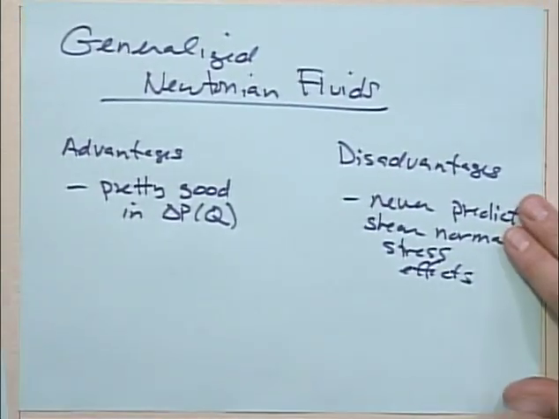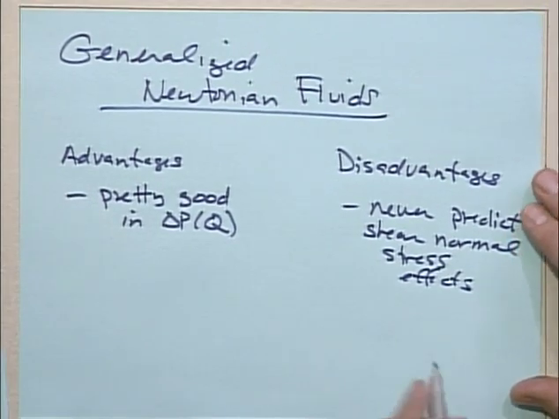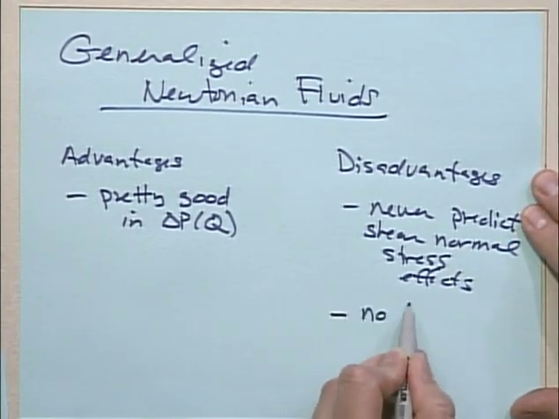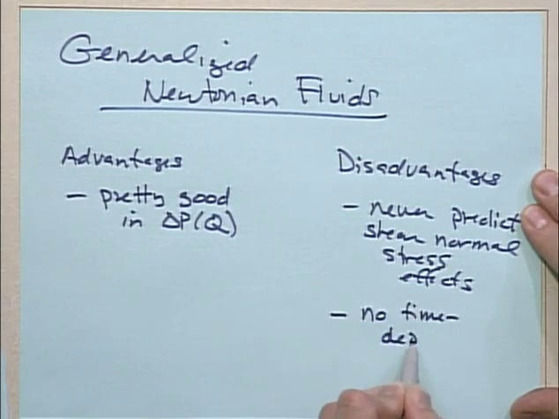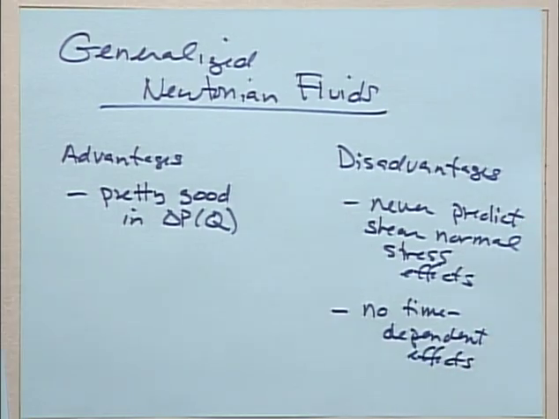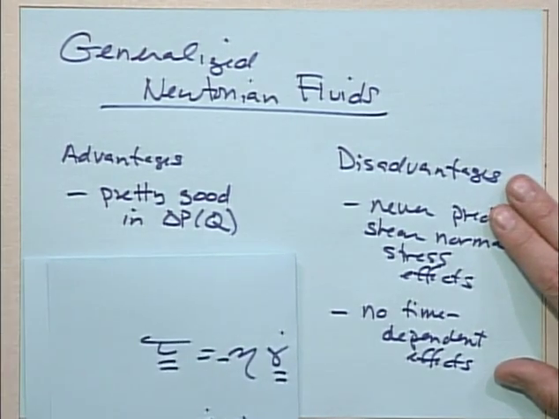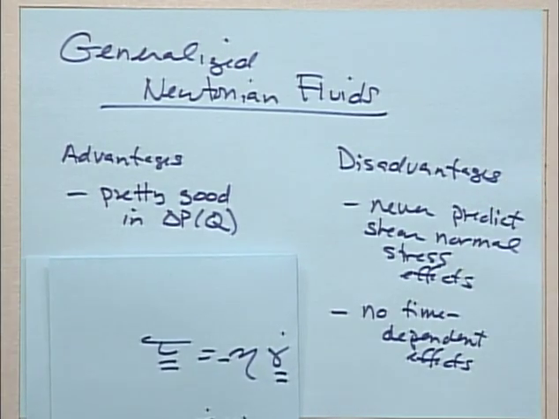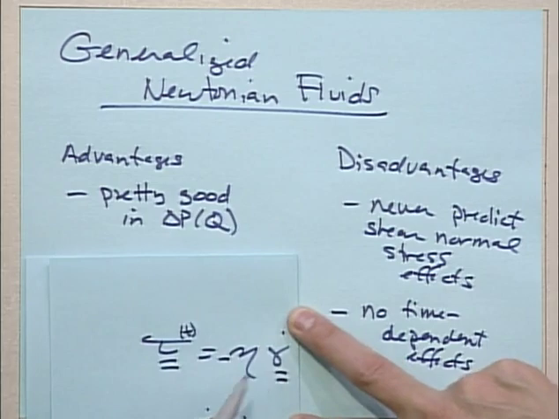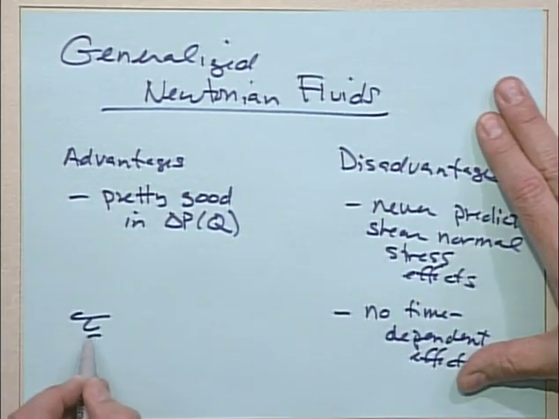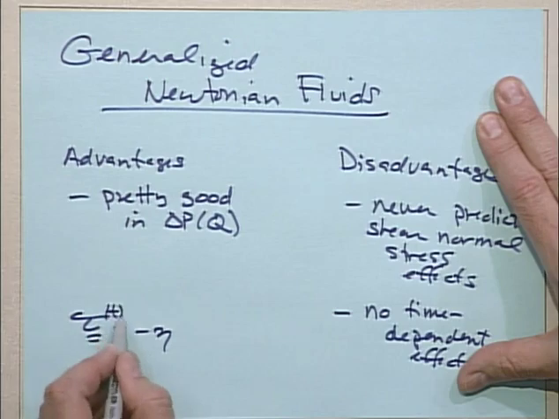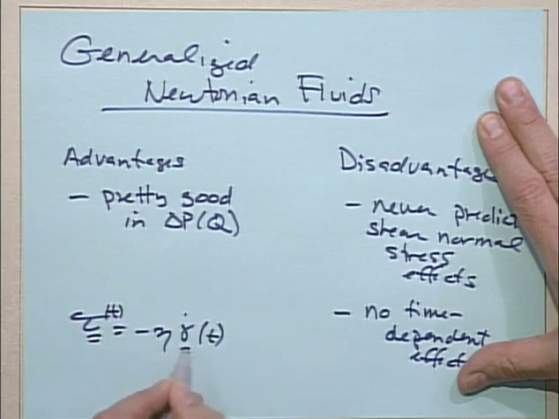So any problem that you're trying to simulate that has some component where that's important, it's not going to work. The other big disadvantage of the generalized Newtonian fluid is no time-dependent effects. We can also tell that directly from the constitutive equation. I usually write it like this, tau equals eta gamma dot. But it's actually short for: tau at the current time is proportional to gamma dot at the current time.